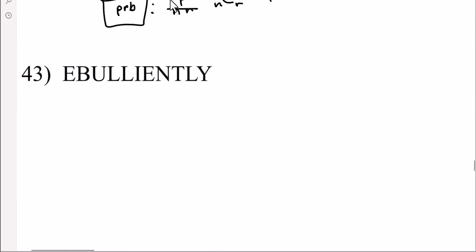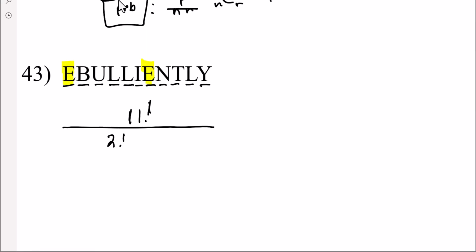Now, let's look at ebulliently. Let's see. So there's 1, 2, 3, 4, 5, 6, 7, 8, 9, 10, 11. So that's going to be 11 factorial over. Ooh, E is twice. So that's going to be a 2 factorial. What else do we have? L is 3 times, so that's going to be a 3 factorial. Do we have anything else? We have B once, U once, I once, N once.